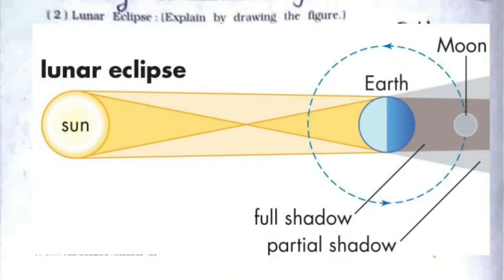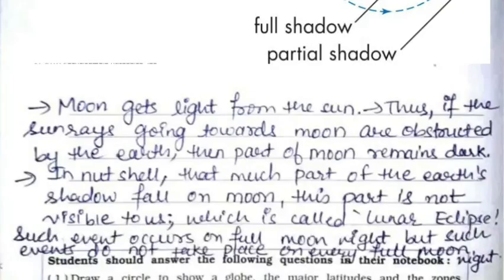Second one is lunar eclipse. Explain by drawing the figure. So you can see the figure and the explanation is moon gets light from the sun. Thus, if the sun rays going towards moon are obstructed by the earth, then part of moon remains dark.